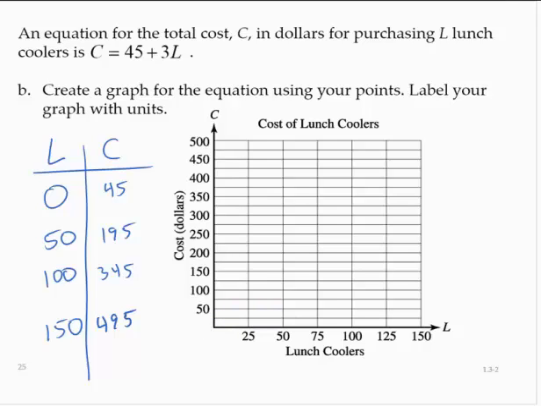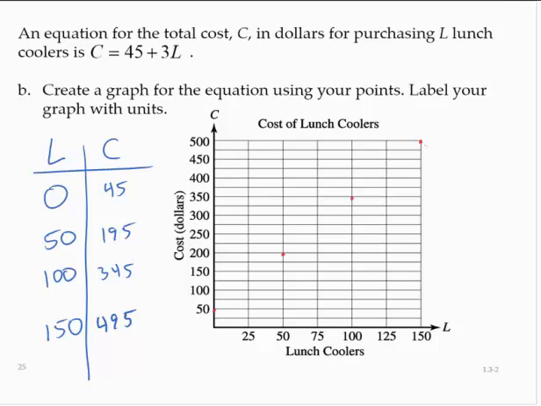And now I'm asked to create a graph for the equation using the points. Label your graph with units. So lunch coolers in dollars, we'd have 0.45. Oh, that's wrong. That would be 0.25. 0.45 would be up here somewhere. And then I'd have 50, 195, so that's a little bit under 200. And then I'd have 100, 345. Oops, sorry about that. And then 150, 495.